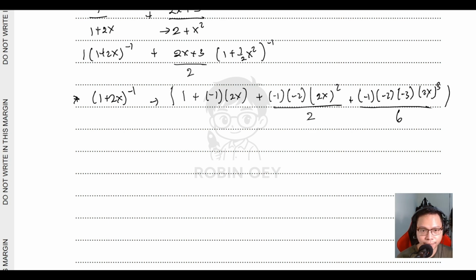Okay, so if we open everything, we get 1 minus 2x plus 4x squared minus 8x cubed. Okay, so that would be the first part. For the second part, be careful with the second part. Why? Because if we see here, we already have 2x plus 3 over 2.